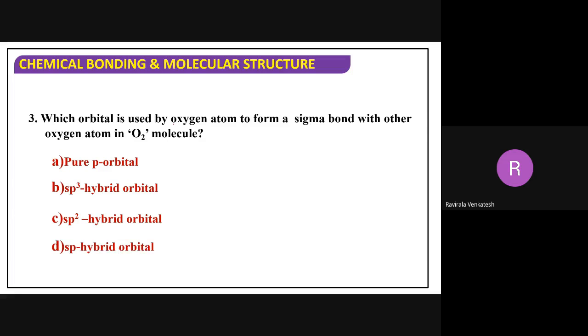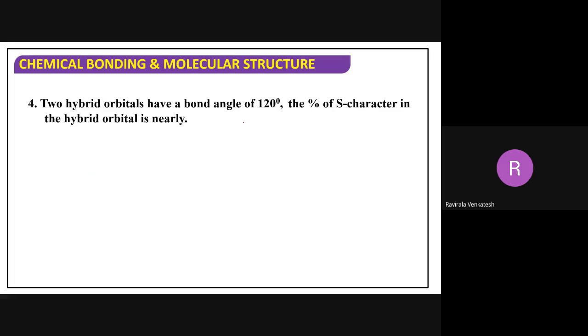Now, can you say the answer for this one? Which orbital is used by the oxygen atom to form a sigma bond in O double bond? Actually, it is not explained yet. No problem. Next day we will discuss this one. Which sigma bond is used here? Anybody? Pure p orbital. Now here no hybridization is involved in this case. It's purely p-p overlapping only. It will be explained in the MOT theory.